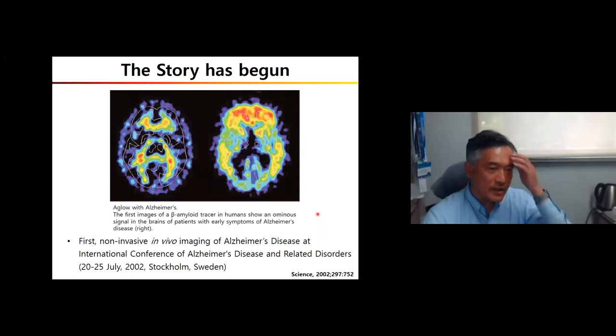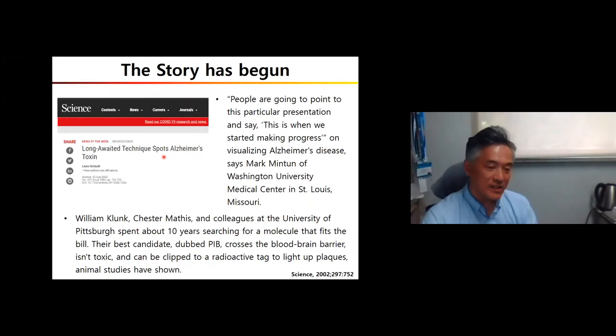At that conference, all the scientists were enlightened, and right after, one week later, a Science report described the long-awaited technique to spot the Alzheimer's toxin. Twenty years ago, they believed that amyloid beta plaque is a toxin. But we think nowadays that amyloid beta plaque is not the toxin, but just a scar after some kind of event has happened. And people point to this particular presentation and say, this is when we started making progress. So everyone was waiting for these kinds of radiopharmaceuticals.